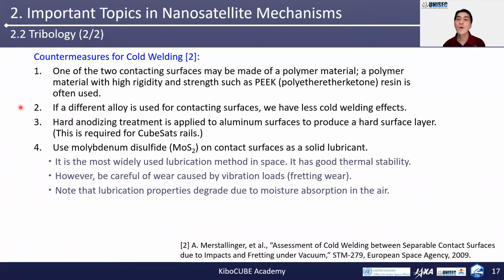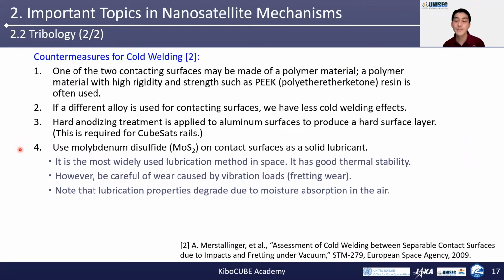Second, even when metal and metal contact, if a different alloy is used for contacting surfaces, we have less cold welding effect. Third, a hard anodizing treatment is applied to aluminum surface to produce a hard surface layer for avoidance of cold welding occurring on the aluminum alloy surface. This treatment is required for CubeSat rails.